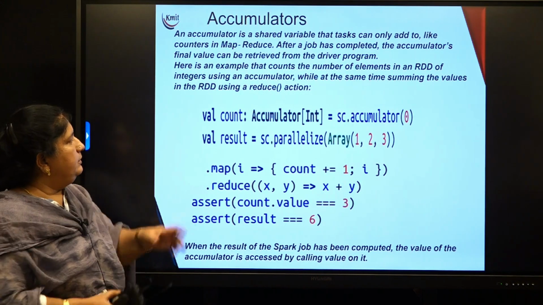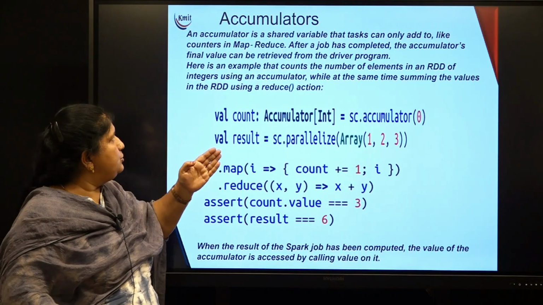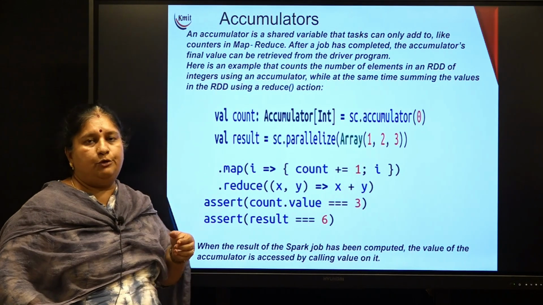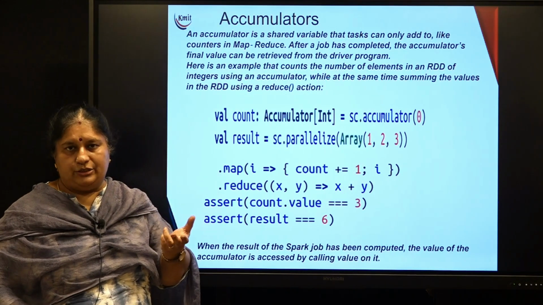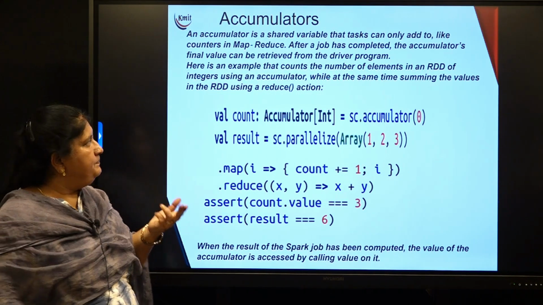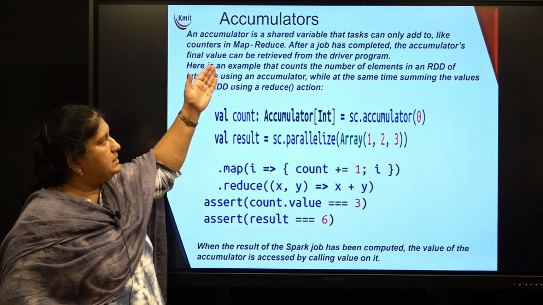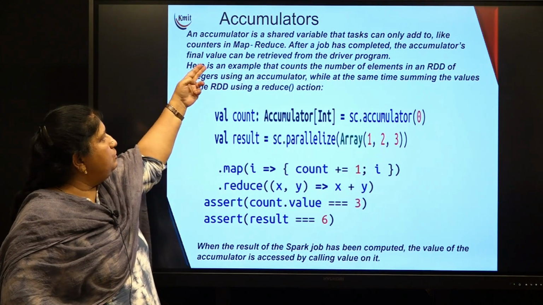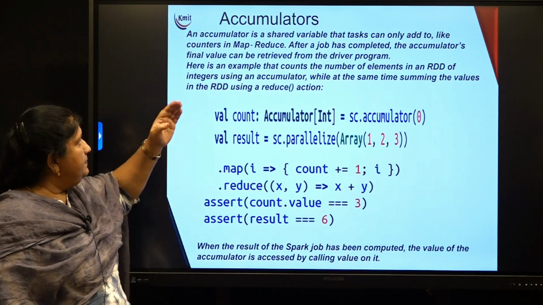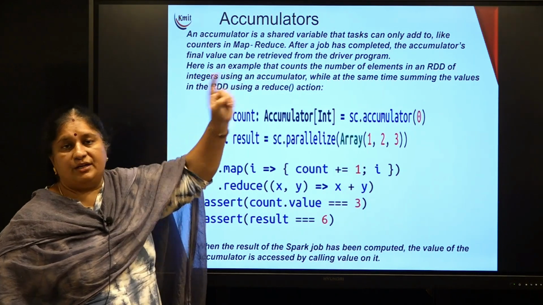What is an accumulator? It is also a shared variable which tasks can add to, like counters in MapReduce. Generally, whenever you work with an accumulator, it is with the addition operation, addition logic. So, it is like a counter whose value can be incremented, right? An accumulator is a shared variable which the tasks can only add to, like a counter in MapReduce. After a job is completed, please mind this one, the accumulator's final value can be retrieved from the driver program.